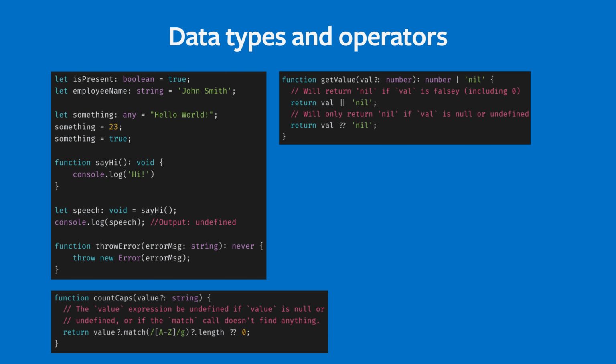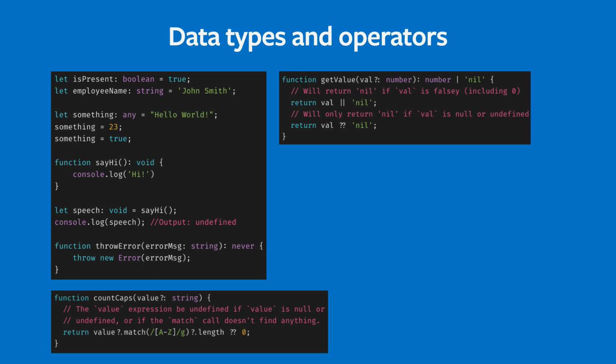Another interesting case is the vertical line, which you can use in any place where you specify a type. When you specify several types separated by a vertical line, it means that the variable, argument or return type should be one of these types. So for this example, our function get value should return number or nil.